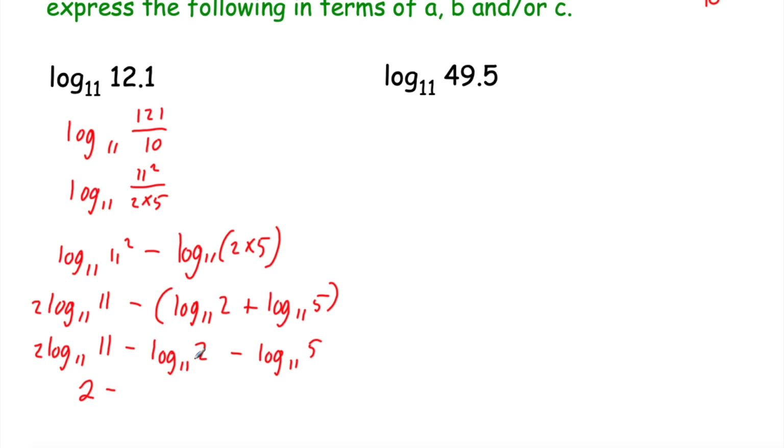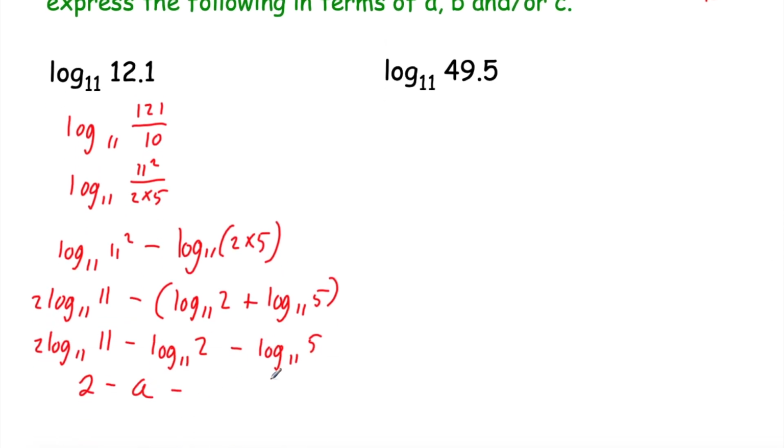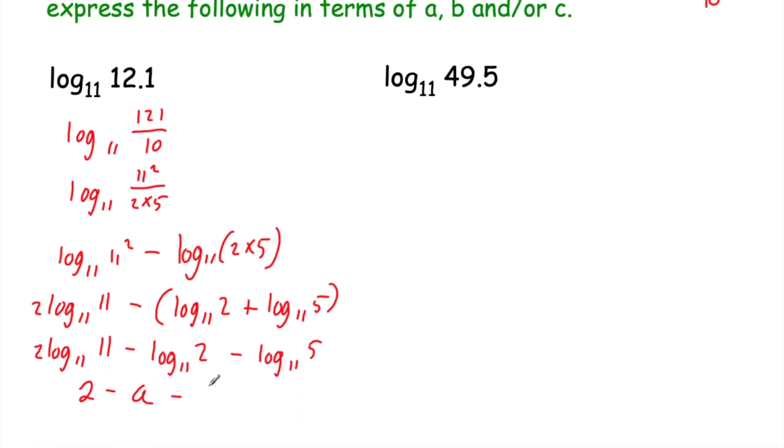And then we had log to base 11 of 2. And the log to base 11 of 2 is A. So subtract A. And then subtract the log to base 11 of 5. If we go back up there, that's equal to C. So the answer would be 2, subtract A, subtract C. Okay, let's have a look at our last question.